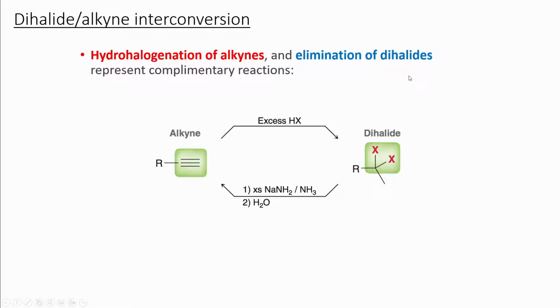The hydrohalogenation of alkynes and the elimination of dihalides represent complementary reactions to transition between an alkyne and a dihalide. This is analogous to looking at the forward reaction and reverse reaction of addition reactions of alkenes to form alkanes and the elimination of alkyl halides to form alkenes.